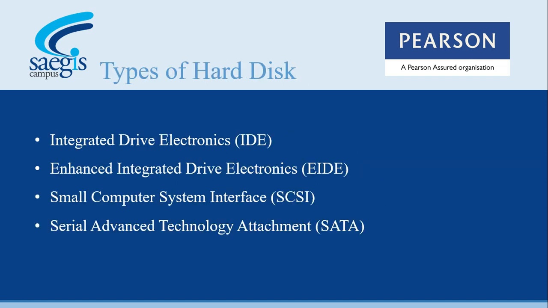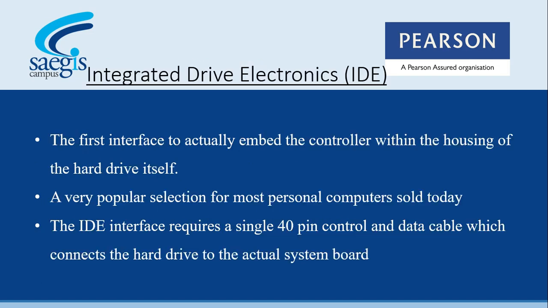Hard drive interface is mainly classified into four groups: integrated drive electronics, enhanced integrated drive electronics, small computer system interface, and serial advanced technology attachment. First we'll see what this integrated drive electronics, or IDE, is. IDE was the first interface to actually embed the controller with the housing of the hard drive itself. Because of the integration of the hard drive and controller in one unit, the cost of the drives also came down. Along with its improved performance, this has made the IDE drive a very popular selection for most personal computers sold today. The IDE interface only requires a single 40-pin control and data cable which connects the hard drive to the actual system board.